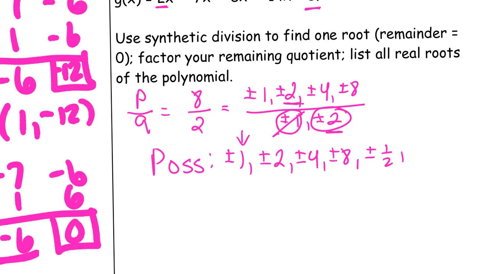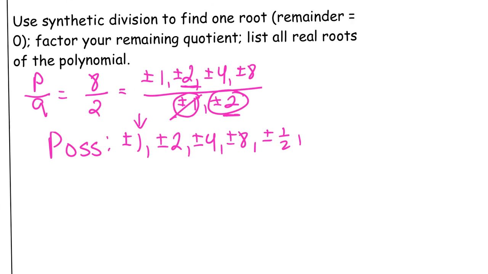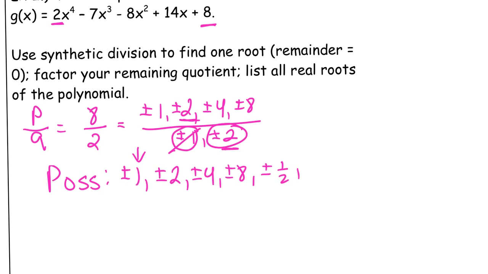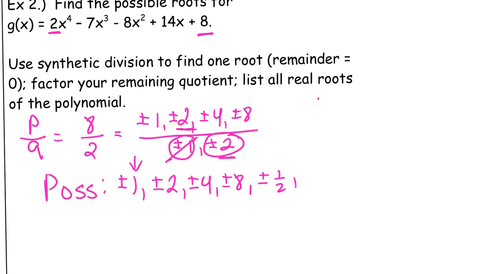What do you want to try first? You want to try 1? I don't know why, but I think 4 is it. I think, I'm not sure. Here we go. Let's go with 4. We got 2, we got -7, we got -8, we got 14, and we got 8.